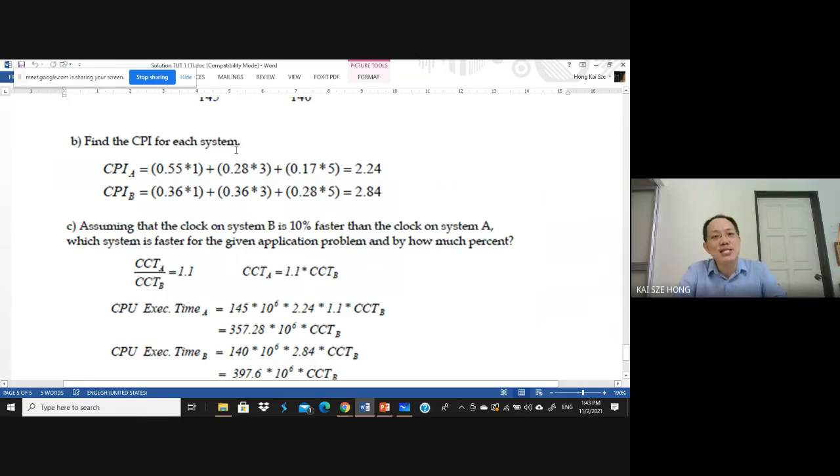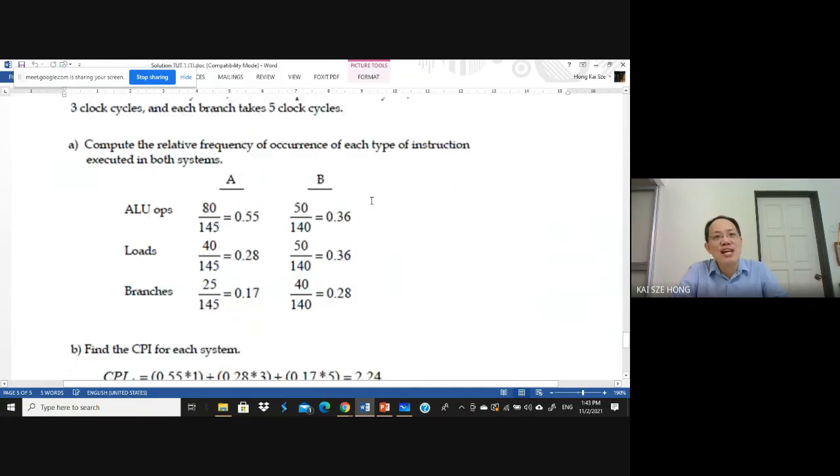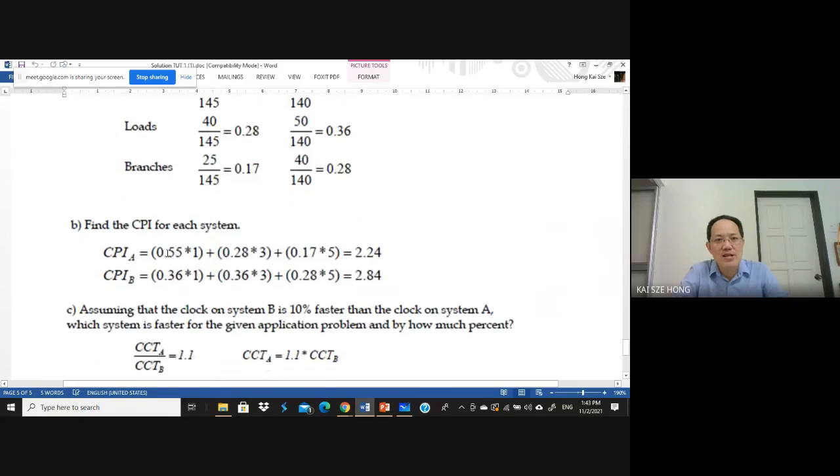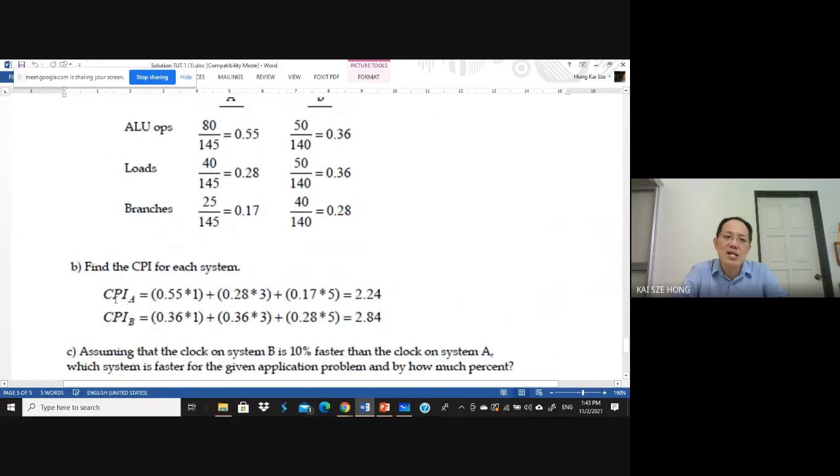Find the CPI for each system. How do we find the CPI? In both systems, each ALU takes 1, load takes 2 CC, and the branch takes 5 CC. So you have to multiply. For CPI, clock cycles per instruction, for system A it will be 55% multiplied by 1 clock cycle, plus 28% multiplied by 3 clock cycles, and for the branch operation, it takes 5 clock cycles.